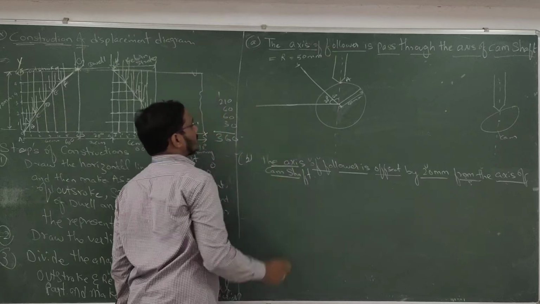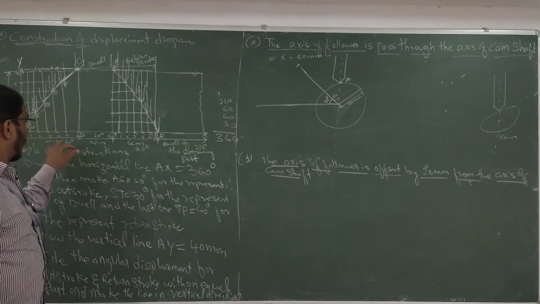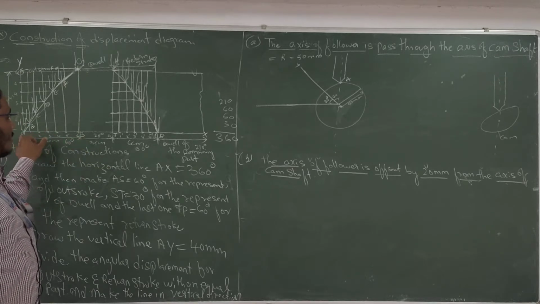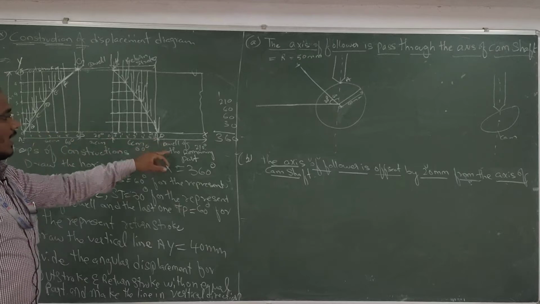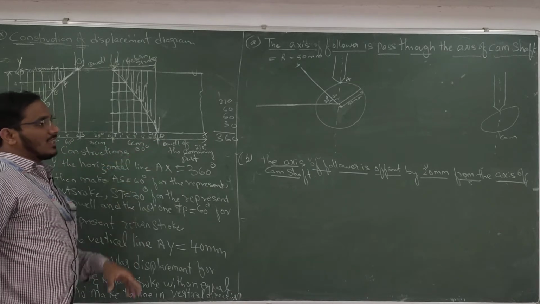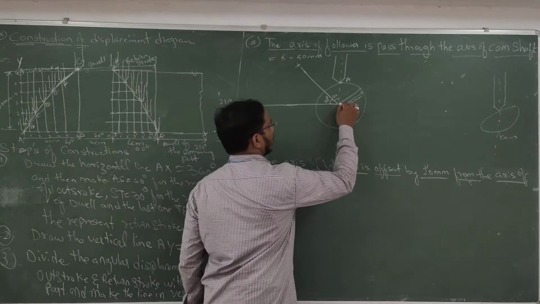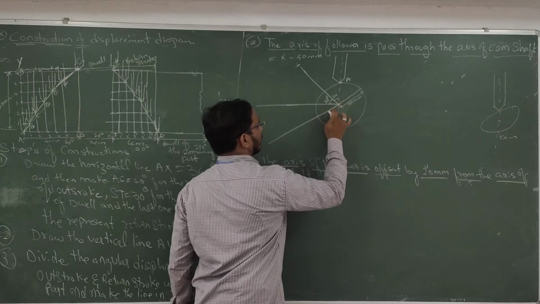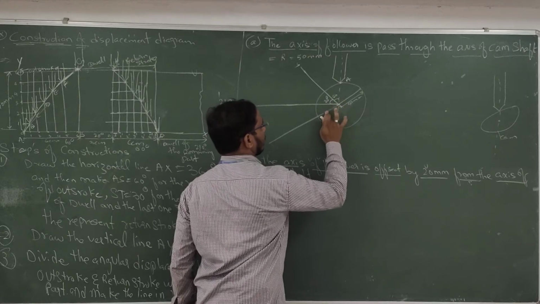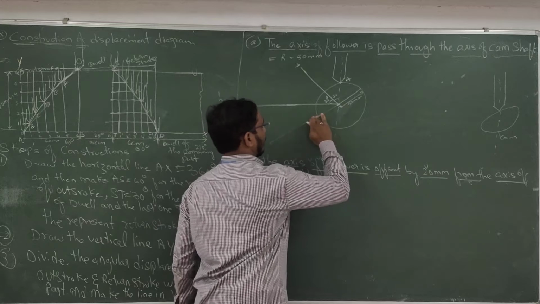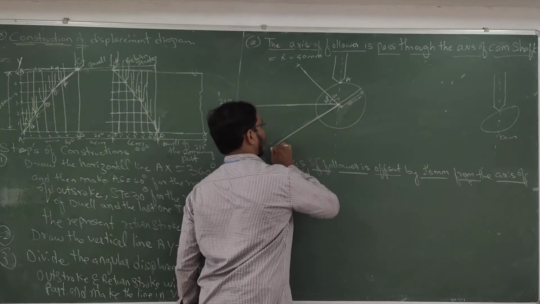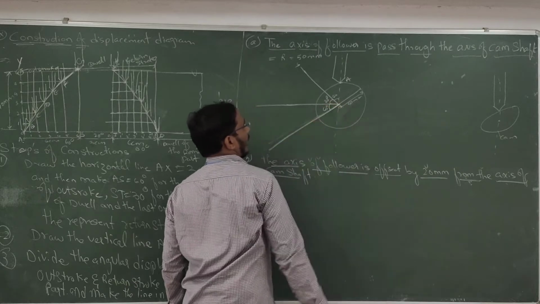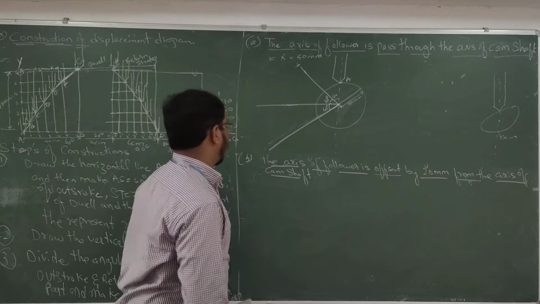Then next, they all come from O only. That's why I am taking O to S, O to T, and then the last one, O to P. How much? 60 degrees. Okay, this is your 60 degrees.